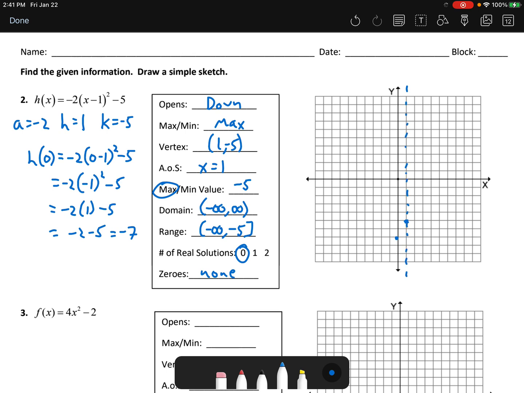Oh, axis of symmetry. I forgot that, didn't I? And that reminds us that we can fold it over and find that other point, that mirror point, and there's our parabola. So that's just another way of finding a point.